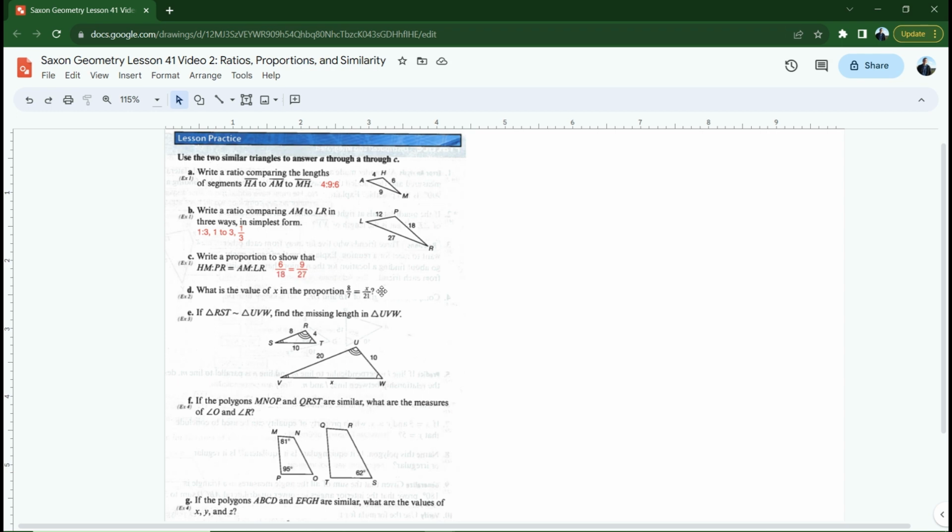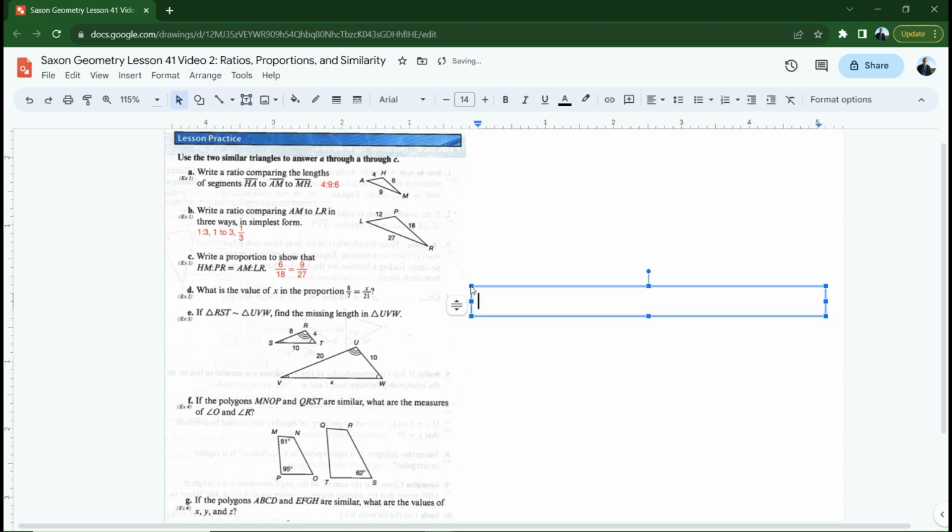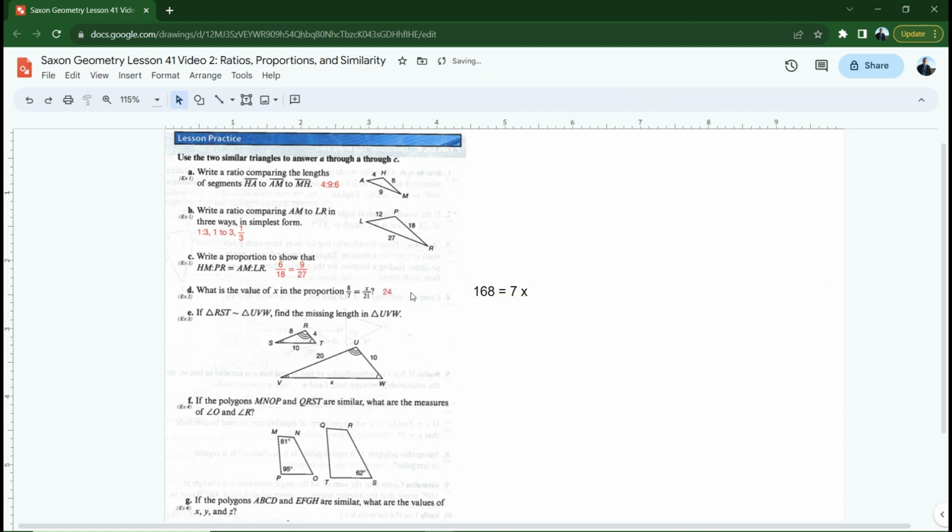All right, next, what is the value of x in the proportion 8 over 7 equals x over 21? For this one, we're going to actually use cross multiplication. 8 times 21, if you punch it into a calculator, is 168, equals 7 times x. And then if you divide 168 by 7, you find that x equals 24. All right, so really easy to do these proportion ones. You just cross multiply and divide, or you set the product of the extremes equal to the product of the means, and then just use what we've always done in algebra to solve.